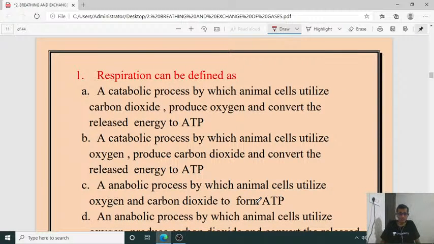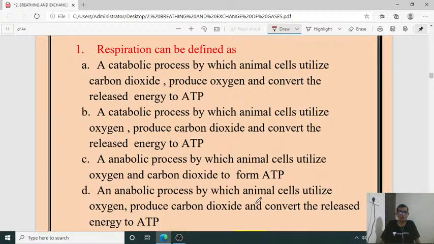Yes, first question. Respiration can be defined as... What is the major definition for respiration?